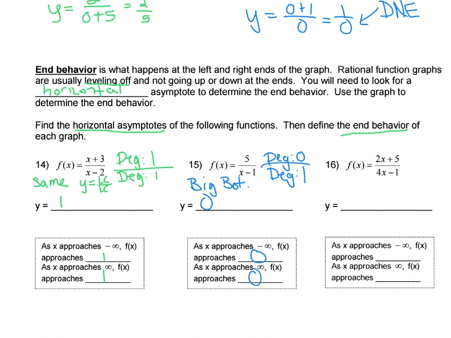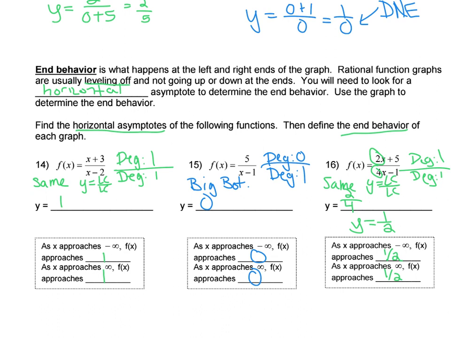Now to the last one, we have 2x plus 5 over 4x minus 1. The degrees are going to match again. We have a 1 on top and we have a 1 on the bottom. So we are going to need the ratio of leading coefficients, that LC over LC. So let's take those leading coefficients. I see a 2 on top and a 4 on the bottom. So y equals 2 over 4, but really y equals 1/2. We don't write 2/4, we simplify to 1/2. So our horizontal asymptote is y equals 1/2. Just like the other two, our end behavior will match exactly. Our graph will approach 1/2 on the left side and 1/2 on the right side.